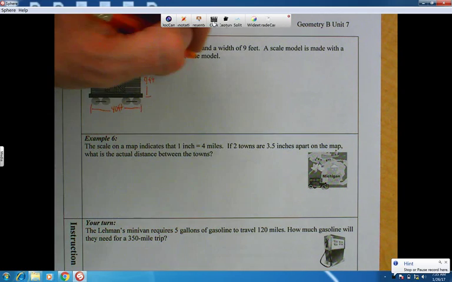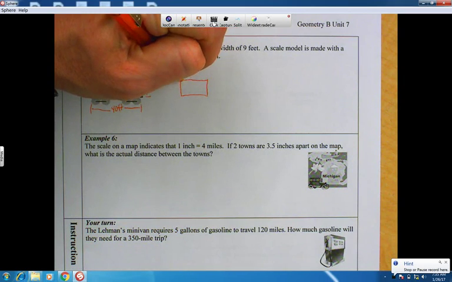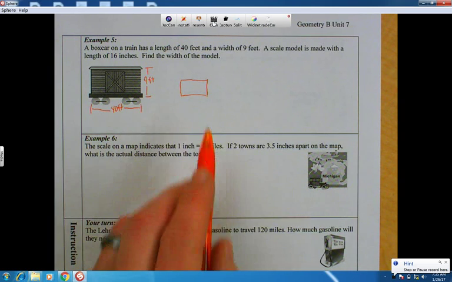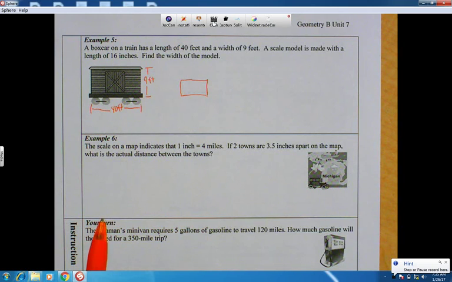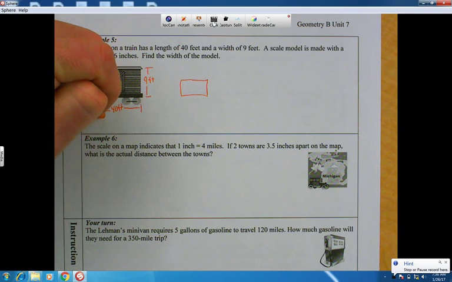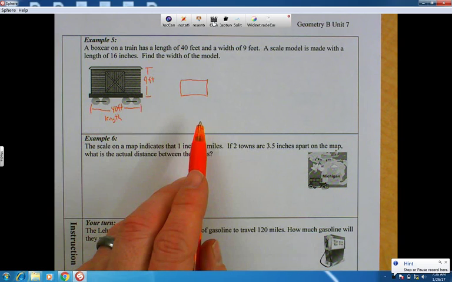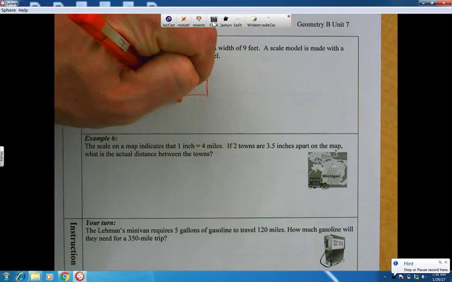So let's draw maybe a picture of that scale model. We're not quite sure how big it is, so we're just going to give it a little guess. And it says that the length of the model is 16 inches. So where would I put the 16? Would I put it here or here? Well, since it was a choice I made to put the 40 here, and that 40 was a length, I need to put the 16 here because that's also a length. So that's going to be 16.